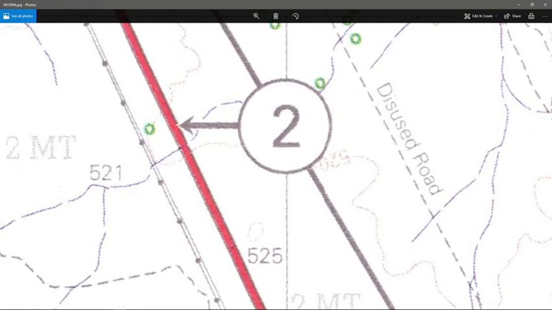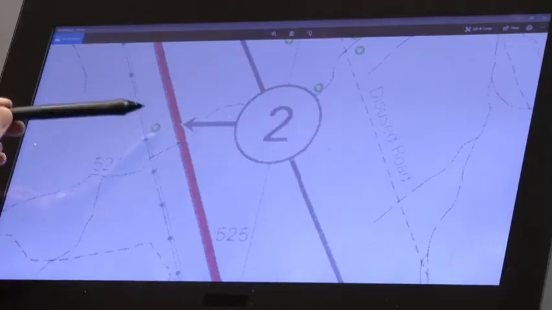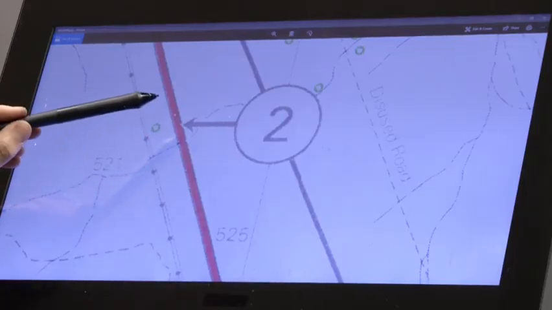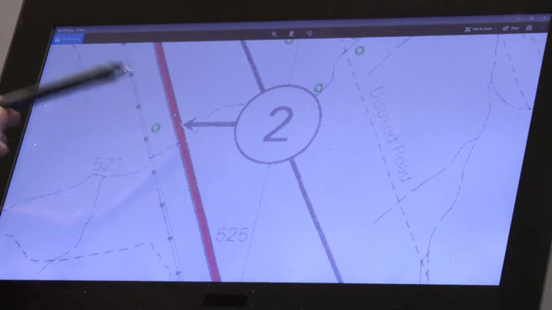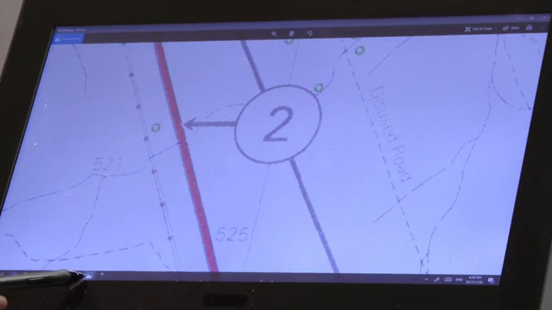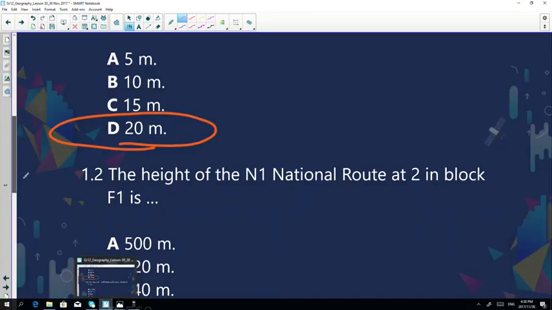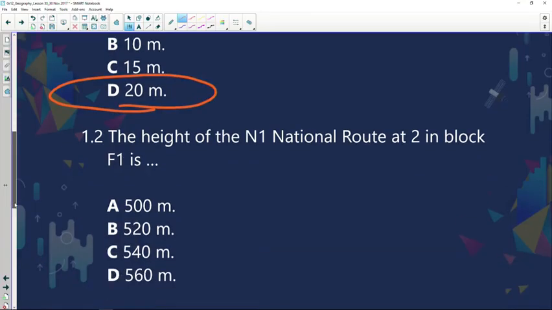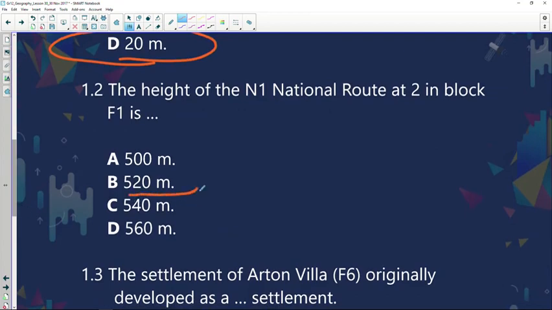The question states, what is the height of the N1 over there? It's quite easy. You look at the spot height, it's 521, and you go to your closest contour line, and you will see the height it represents is 520. And there's your correct answer. Remember, contours represent altitude. It's lines joining places of equal altitude.